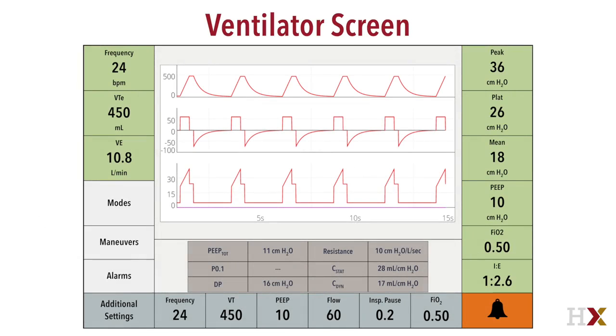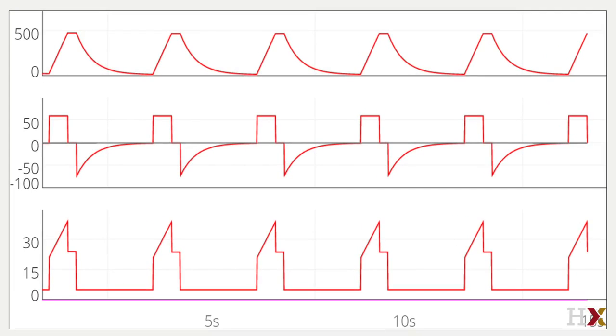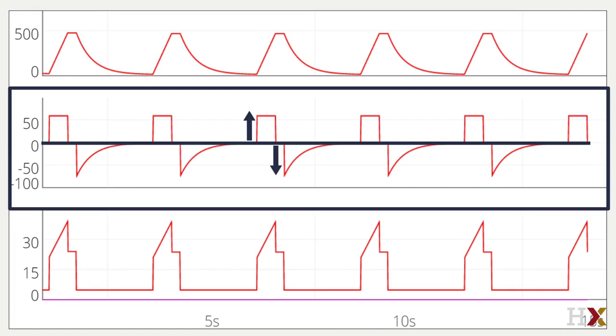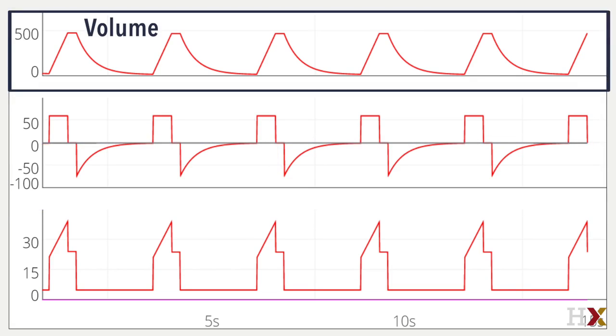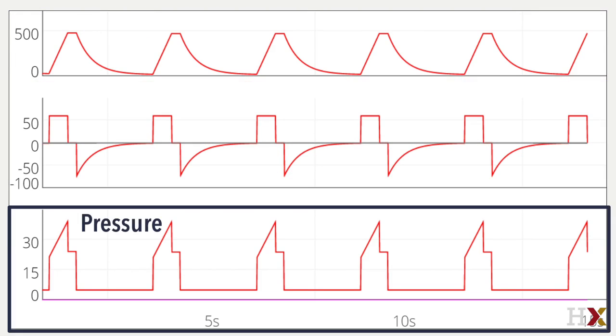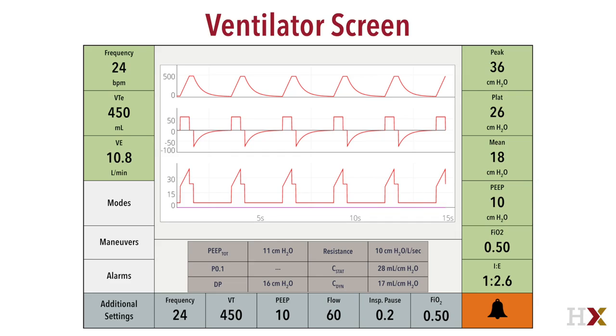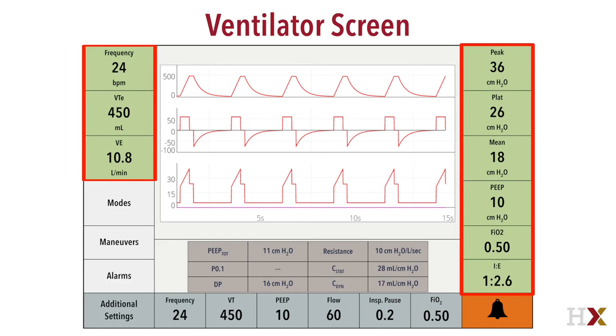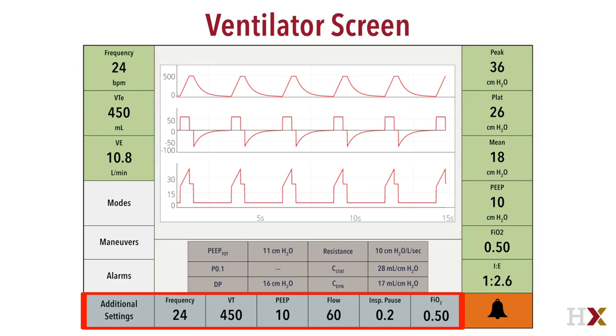A ventilator screen generally displays 2 or 3 scalars that consist of volume, flow, and pressure. They're not always in the same order, so you have to understand what you're looking at, keeping in mind that flow has settings, or measurements, I should say, that are above and below the line. So in this example, volume is on the top, flow is in the middle, and pressure is on the bottom. Measured values are typically displayed as large numbers on either the side of the screens or at the top, and ventilator settings normally appear across the bottom.